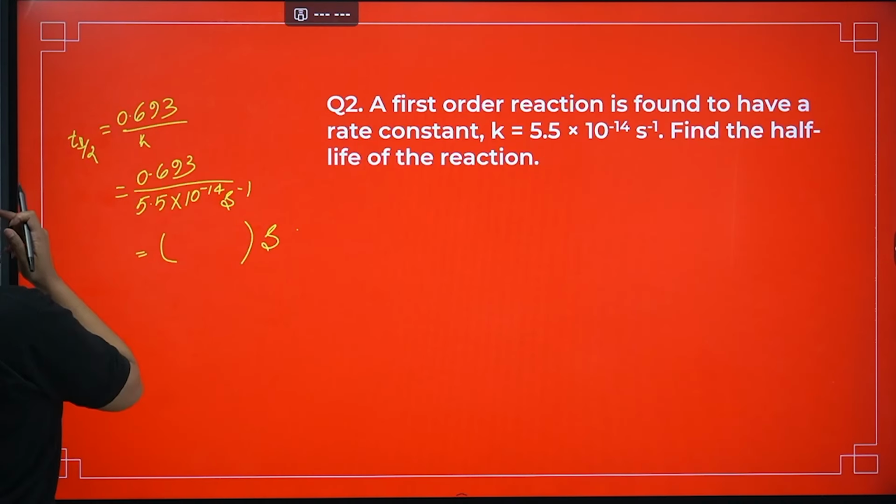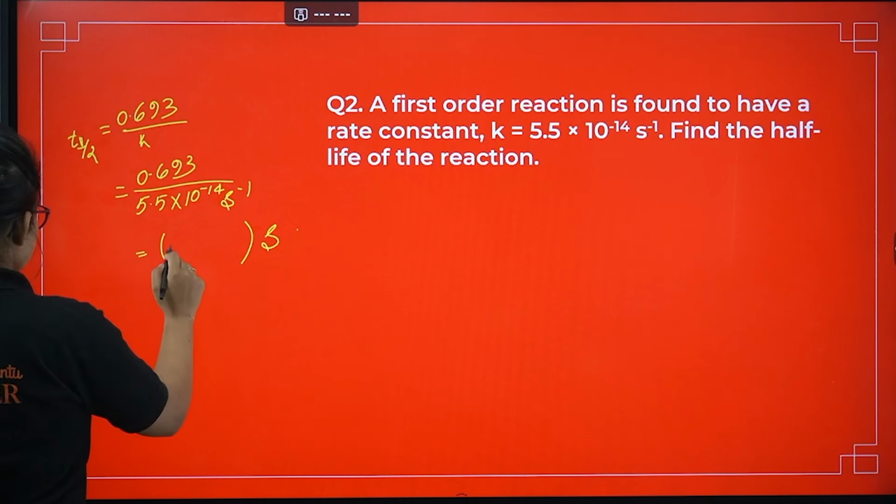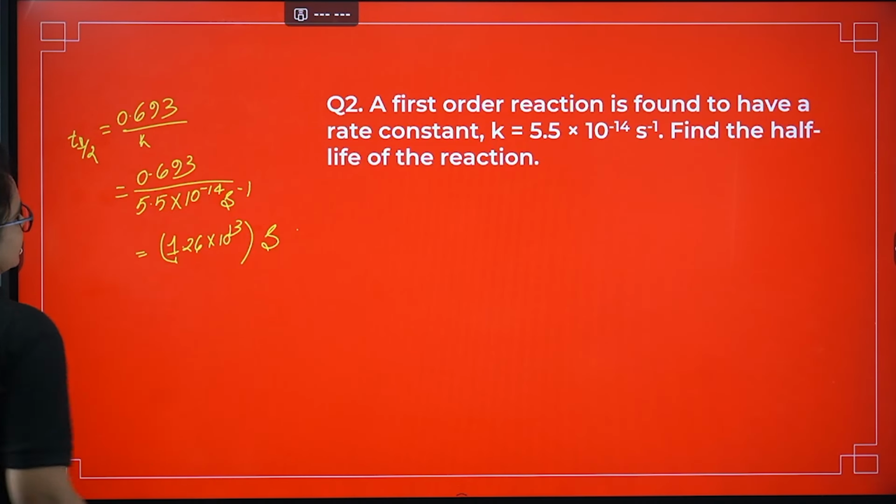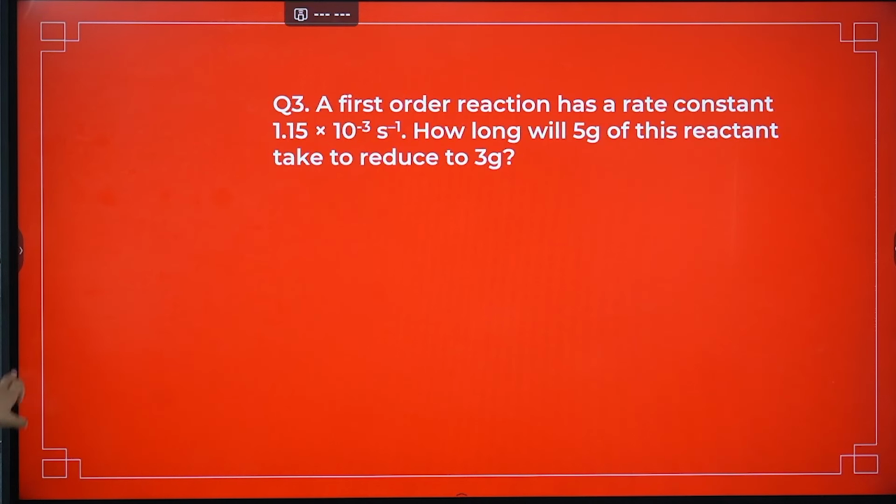The answer you should get out of it is basically 1.26 into 10 power 13. Okay, so let's go ahead. A first order reaction has a rate constant 1.15 into 10 power minus 3 second inverse. How long will 5 gram of this reactant take to reduce to 3 gram?